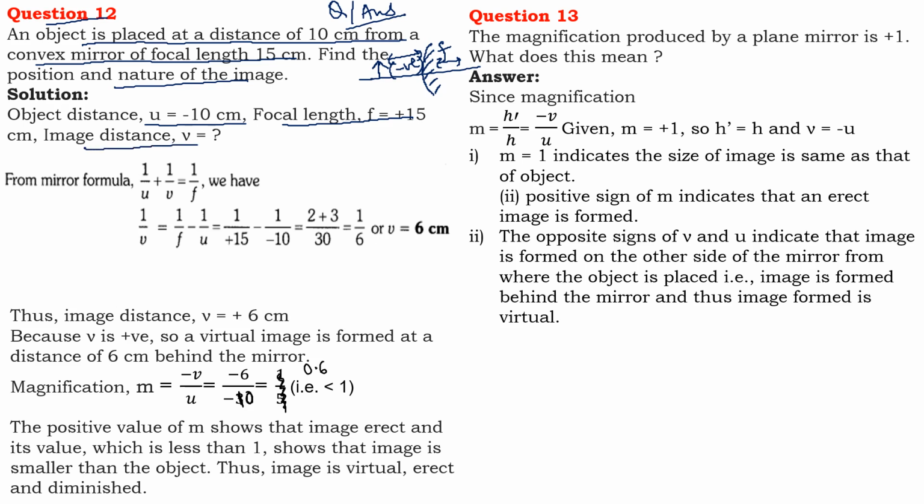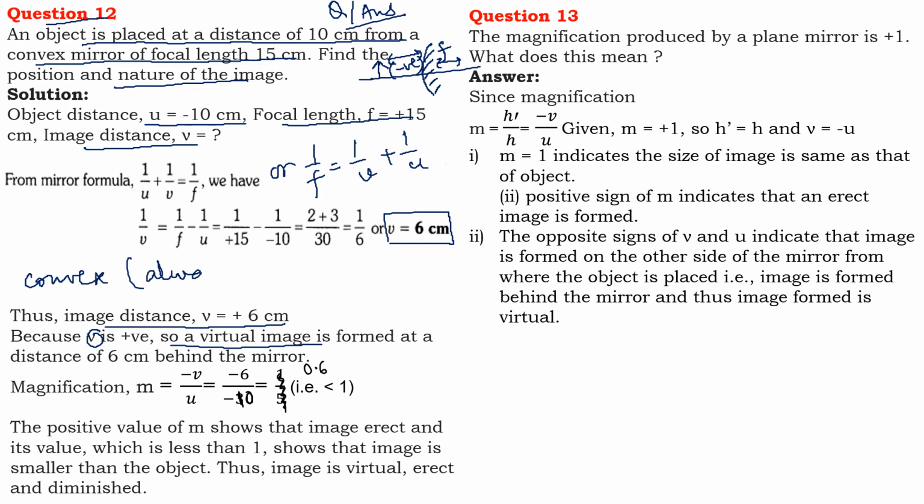Using the mirror formula, 1 by f equals 1 by v plus 1 by u. All of them are the same. Putting the values, we get the value of v as 6 cm. Now the image distance is 6 cm. Because v is positive, the image is virtual. You know also that in the case of a convex mirror, images are always virtual and erect, isn't it? Or they are always going to be positive. So the image is formed at a distance of 6 cm behind the mirror.